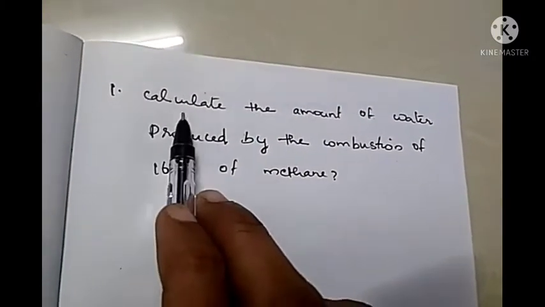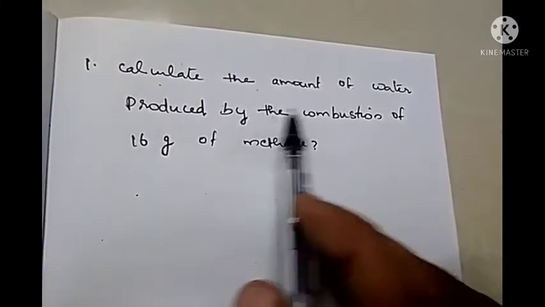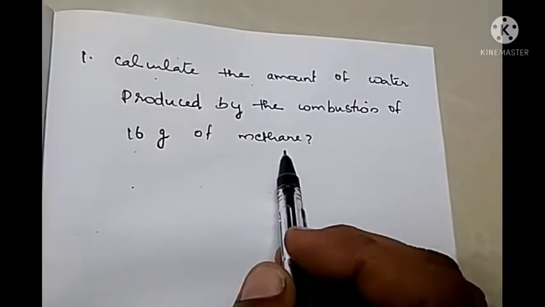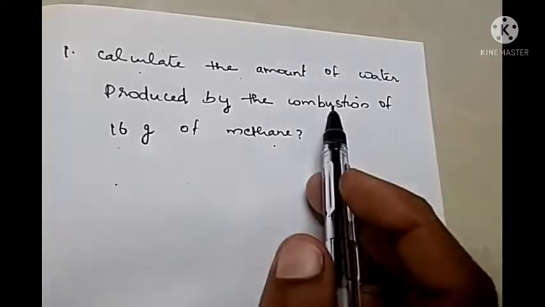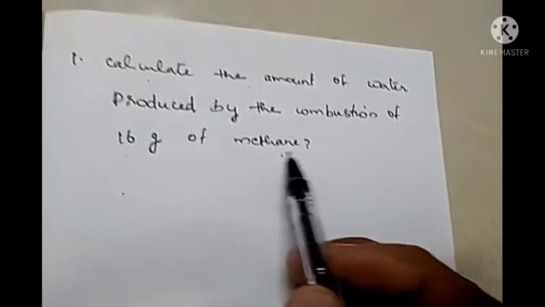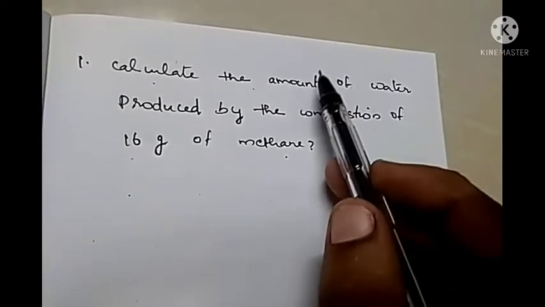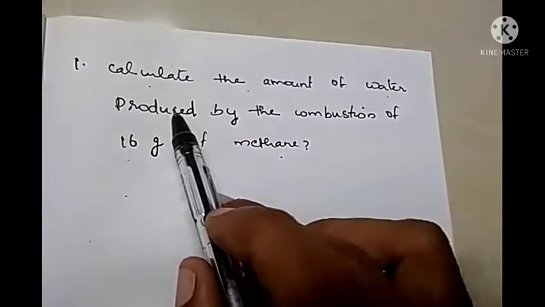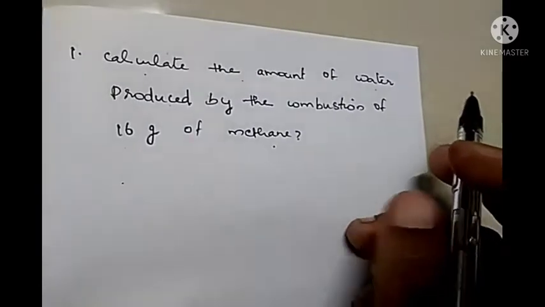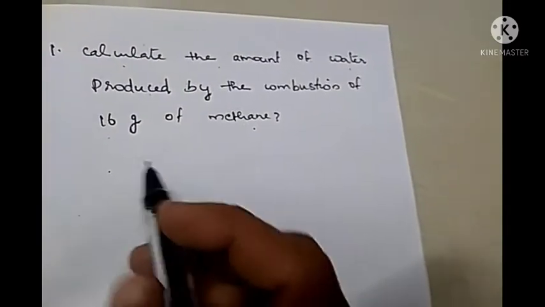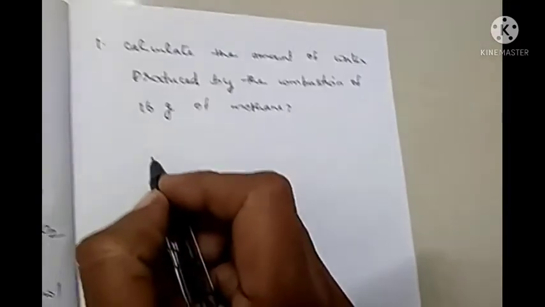The first one: calculate the amount of water produced by the combustion of 16 gram of methane. So the chemical reaction given here is the burning or combustion of methane, and one of the products is also given, that is water. Methane is undergoing combustion, which means methane is reacting with oxygen.